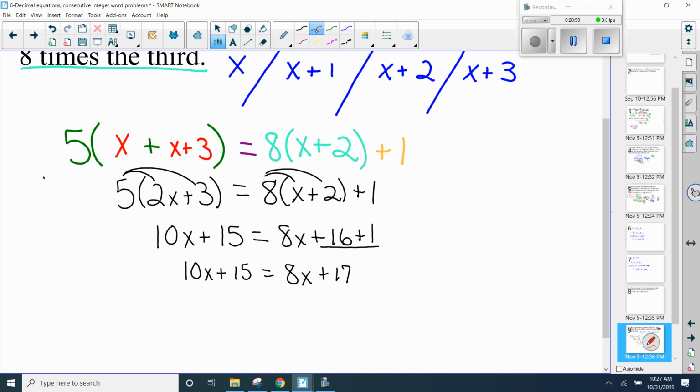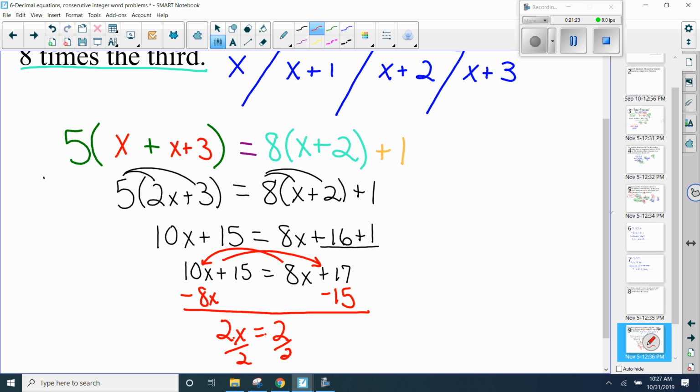Now what do you do? Move the 15 over by subtracting it. But that means I have to take the 8x and move it over by changing the sign, or subtracting it. So 10x minus 8x is 2x. 17 minus 15 is 2. And if I divide by 2, what is x? 1.